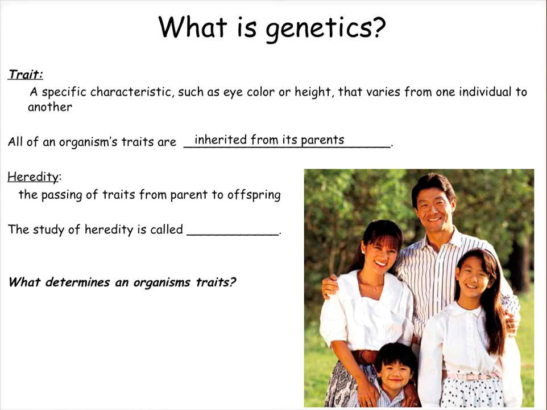You can see in this picture that the traits of the children are similar to the traits of their parents. They have similar hair and eye color, as well as the shapes of their noses and the shapes of their smiles. And even if we were able to interact with them, we might notice behavioral traits as well that are common between the parents and the children.